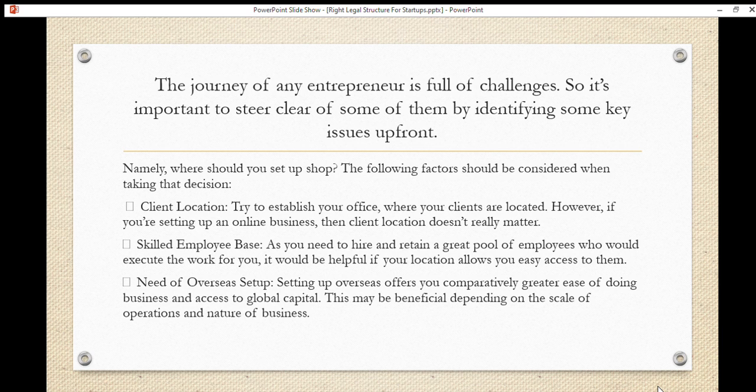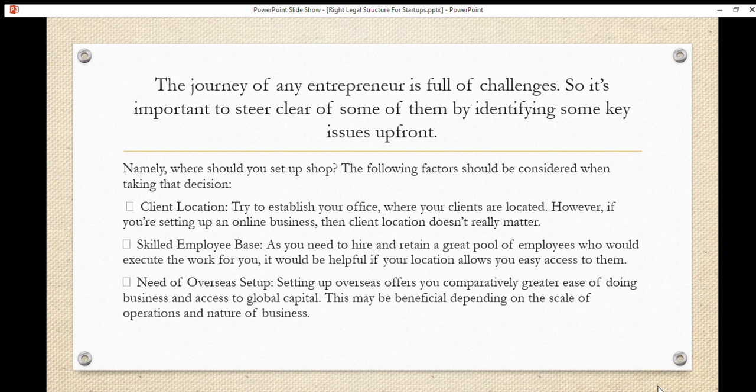As you need to hire and retain a great pool of employees who would execute the work for you, it would be helpful if your location allows you easy access to them. Suppose you are living in a place where you don't have skilled manpower, you will face trouble managing your workforce. So your startup must be in a place where you can easily get an employee base.